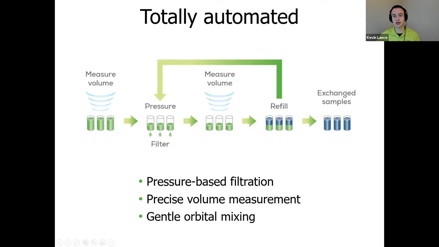So this is how we can get from our starting buffer of pH 7.4 into a wide range of pHs across two different buffers and three different serotypes quite easily and quite quickly, in a very hands-off manner.